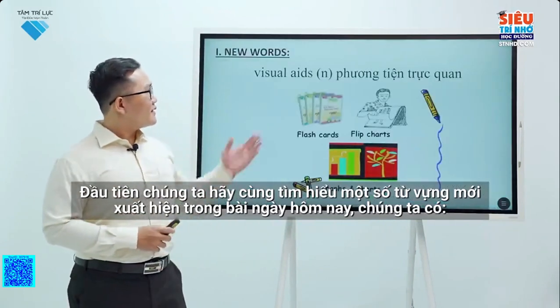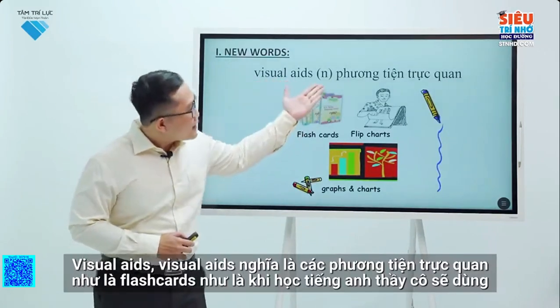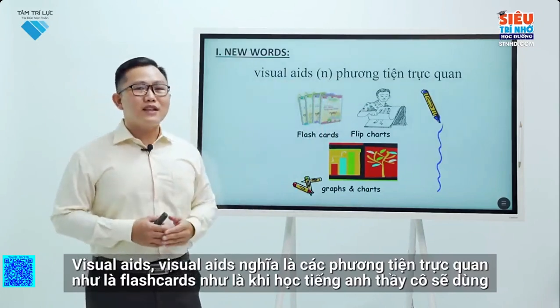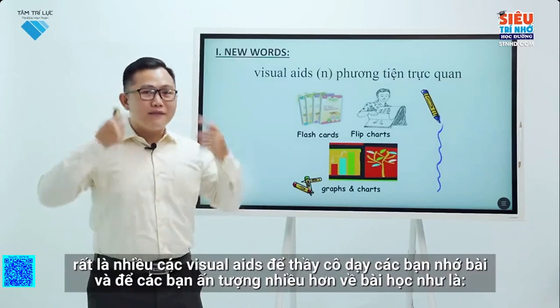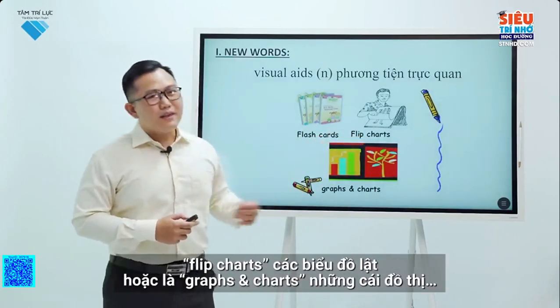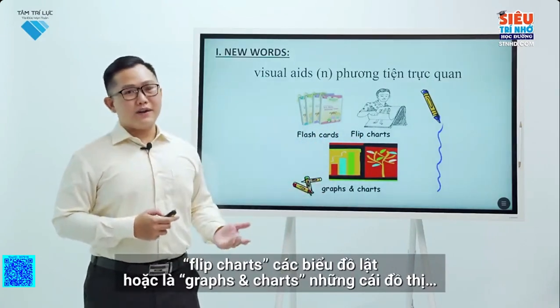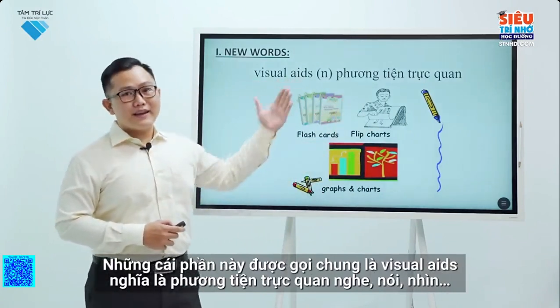We have visual aid, such as flashcards. When teaching English, teachers usually use different visual aids to help their students understand the lesson and to impress them about the lessons, such as flip charts or graphs and charts. These things in common are called visual aids.